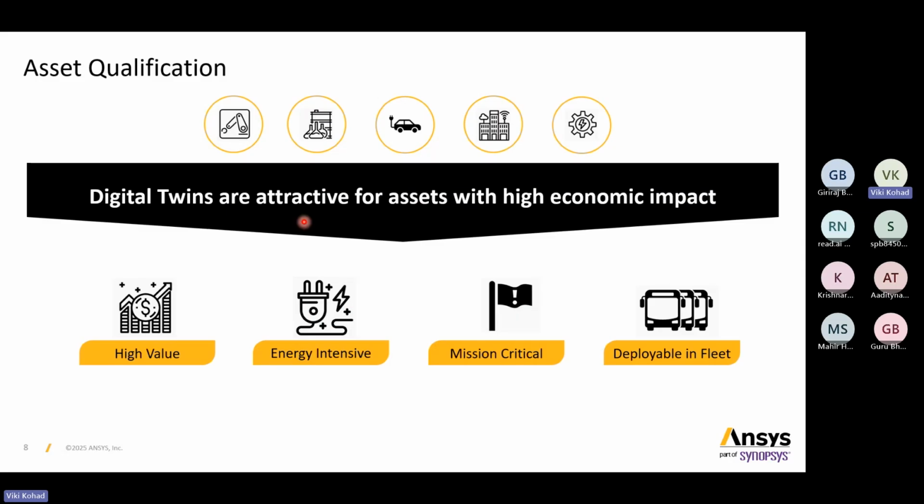Then these are the asset qualifications of digital twins. In all industries they are used for assets that are high value, energy intensive, mission critical, and deployable in a fleet. These are the four economic impacts.